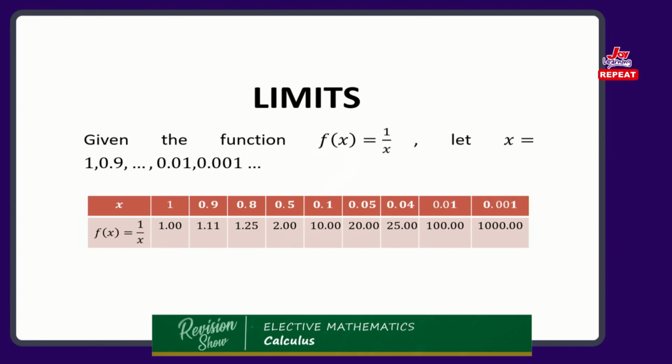What does that tell you? That as the values of x keep decreasing to the point where it is almost zero, the value of 1 on x becomes so large, it becomes infinite, really, really large. So you notice that for a function like f of x equal to 1 on x, what you do to the values of x will create a certain value for f of x. We call that value to which it tends the limit of the function. That is the boundary, the extent to which that will go.